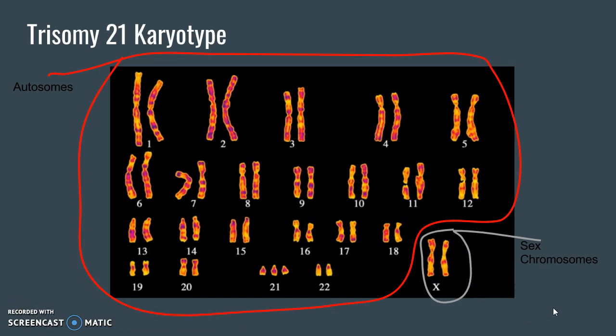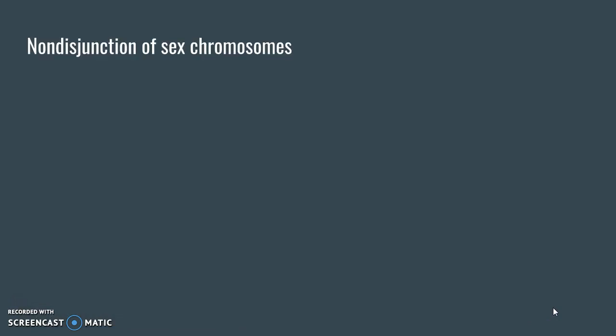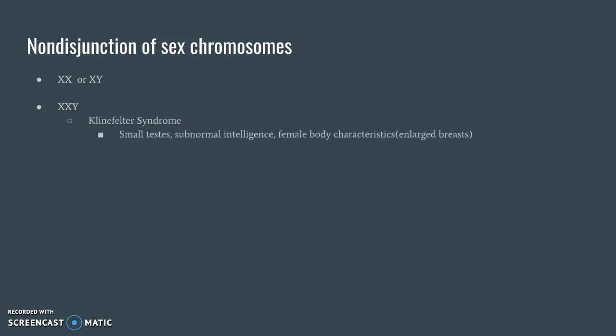And actually this is going to lead us into our next discussion, and that's non-disjunction of sex chromosomes. So normally you're XX or XY, female XX or male XY. There is a possibility for a male to have two X chromosomes due to that non-disjunction. That's called Klinefelter syndrome. A male that has this syndrome has small testes, subnormal intelligence, and female body characteristics such as enlarged breasts. We can also see this as XXYY, XXXY, and XXXXY as well.